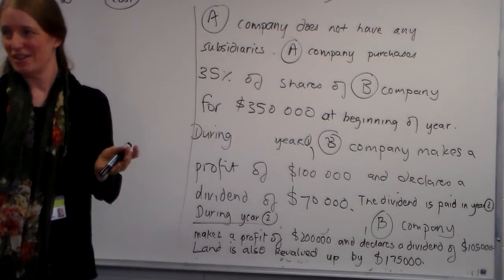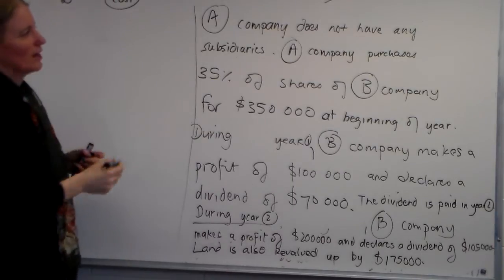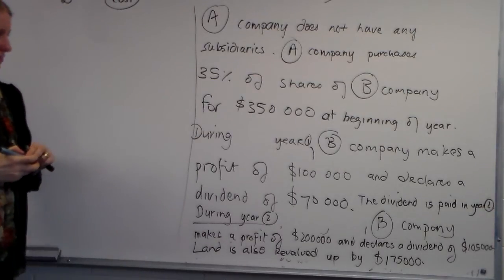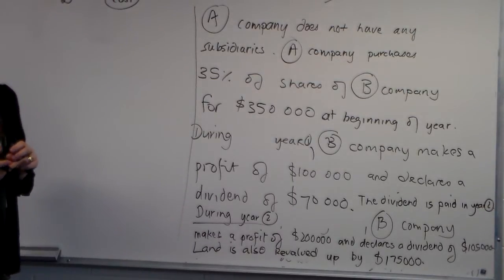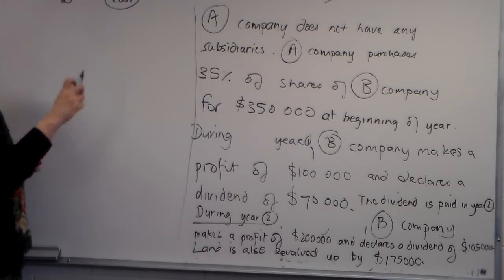Okay. So, we've got the company does not have any subsidiaries, purchased 35% of the shares of B company for $350. During year one, B company makes a profit of 100 and declares a dividend of 70. So let's just deal with year one.